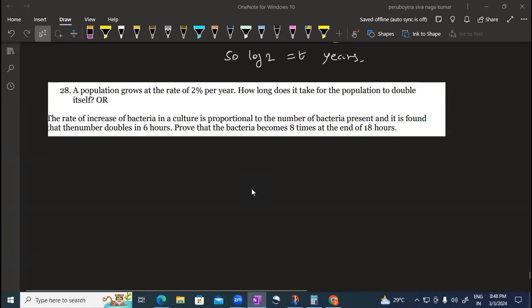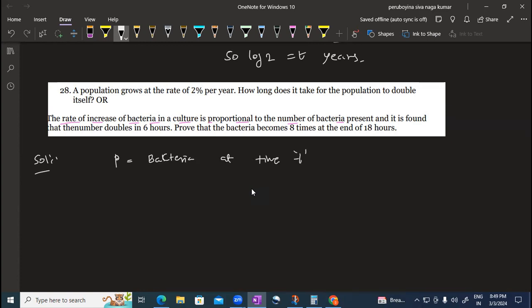Next, we will do our question. The rate of increase of bacteria in a culture is proportional to the number of bacteria present. Okay, let us suppose P value will be bacteria at a time T. Take like that. And P naught will be initial bacteria. Okay, take like that.